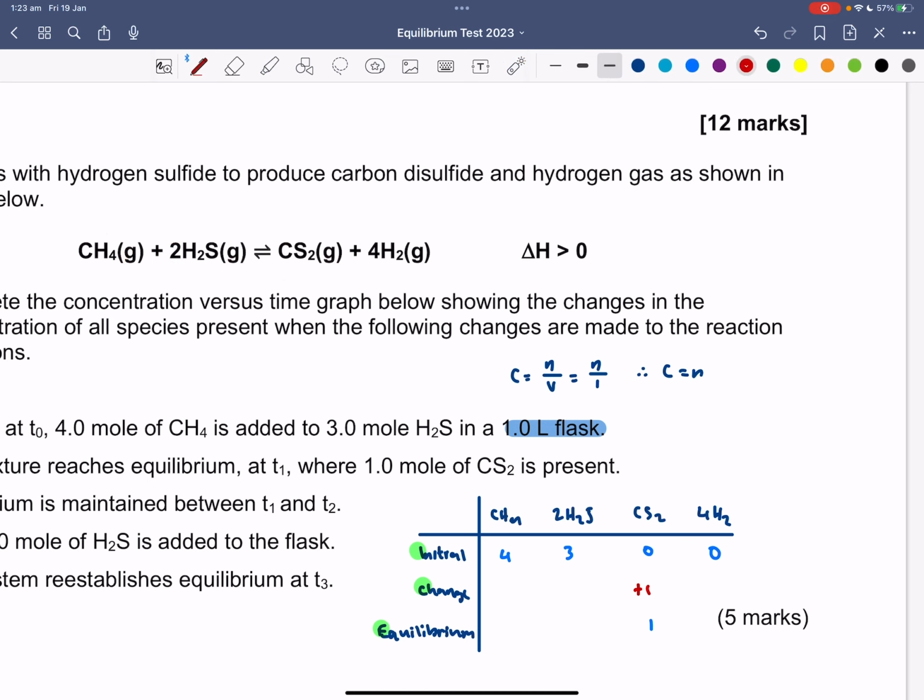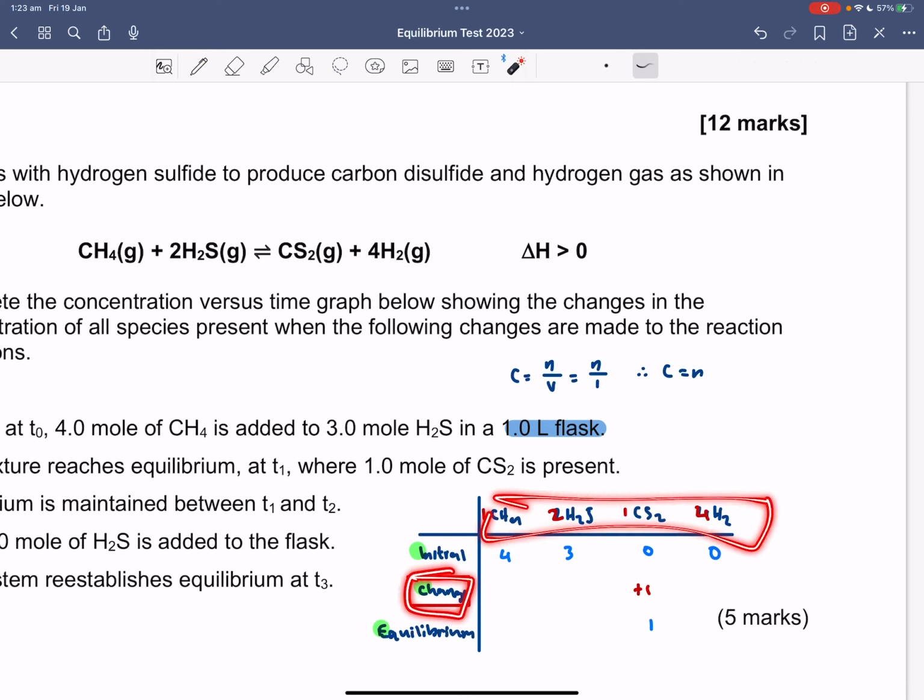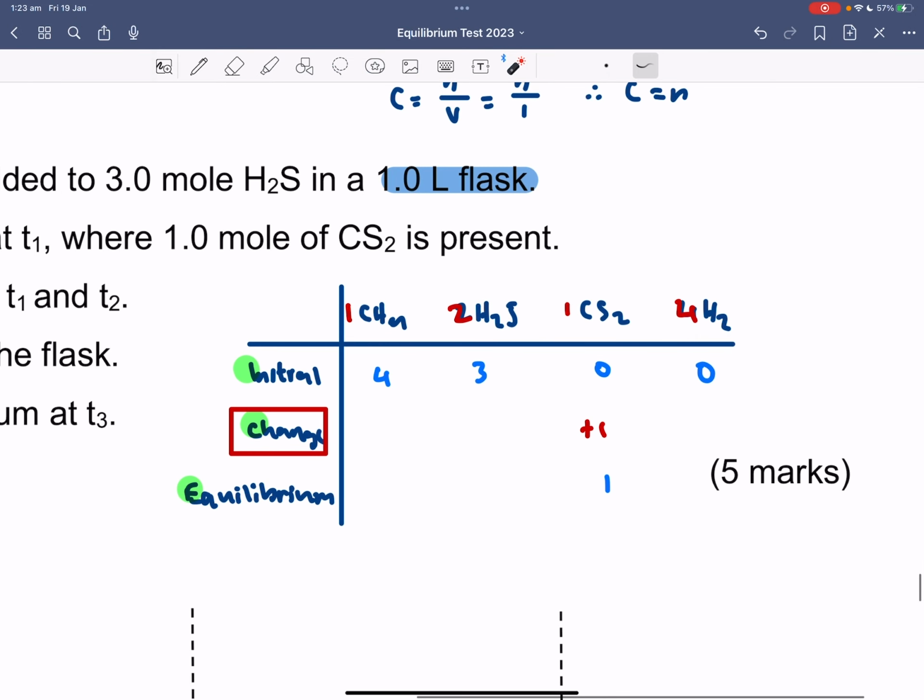The point I'm trying to make is that the change in equilibrium has to be proportional to the stoichiometric ratio. So 1 to 2 to 1 to 4. The change must be in the ratio 1 to 2 to 1 to 4. So if CS2 goes up by 1, now remember these are reactants and therefore their concentrations are dropping, and these are products, therefore the concentrations are increasing.